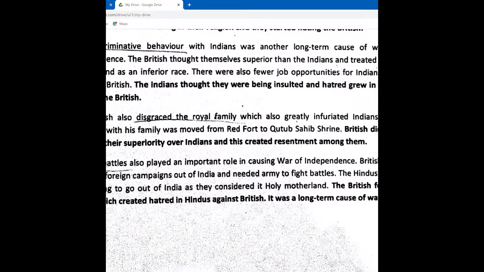The British also disgraced the royal family, which greatly infuriated the Indians. The emperor with his family was moved from Red Fort to Qutub Sahib Shrine. The last Mughal emperor was Bahadur Shah Zafar. His family was moved from Red Fort to Qutub Sahib, and the Indians thought that the British were disgracing the royal family of India at that time. They had no right to move their residence. The British did this to show their superiority over Indians, and this created resentment among them. And the Indians rose up again because of this.